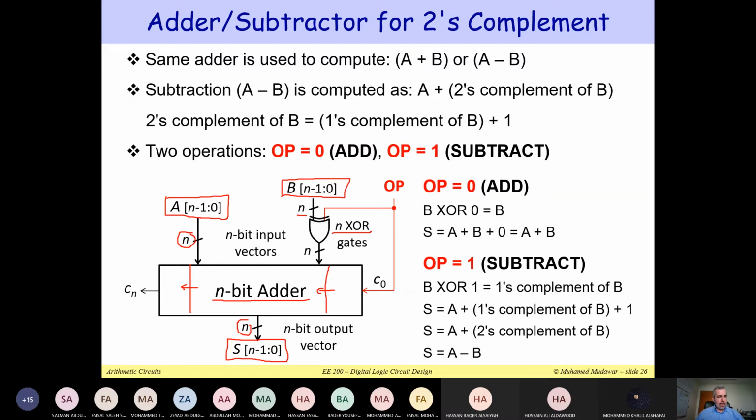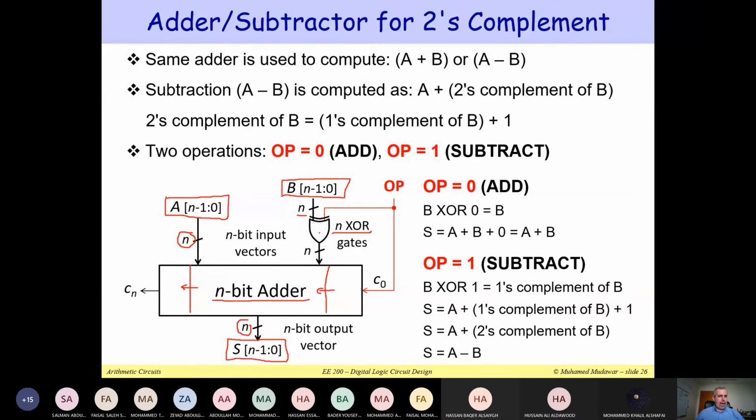So if n is equal to 8, we go 7 down to 0. If n is equal to 16, we go 15 down to 0. That indicates how many bits I have in B. So that's my bit vector. Here n will indicate how many wires and how many gates I have. By drawing an XOR gate with n wires at its input, it means that this XOR gate is replicated n times. So these are n XOR gates.